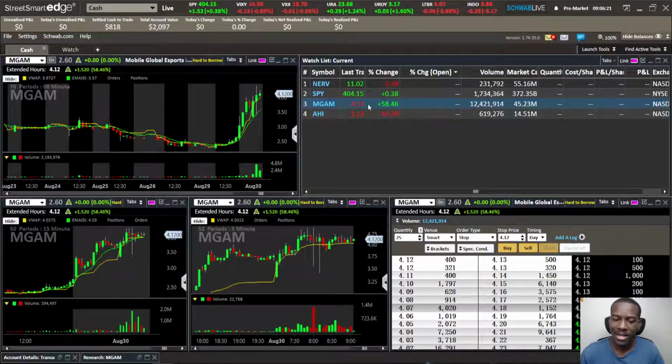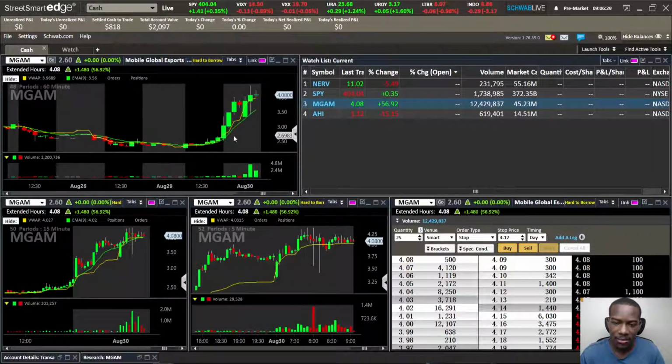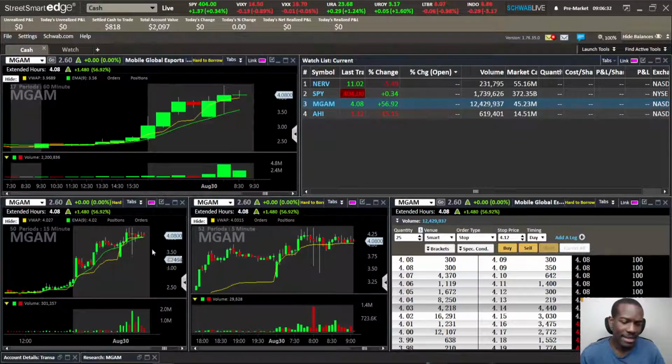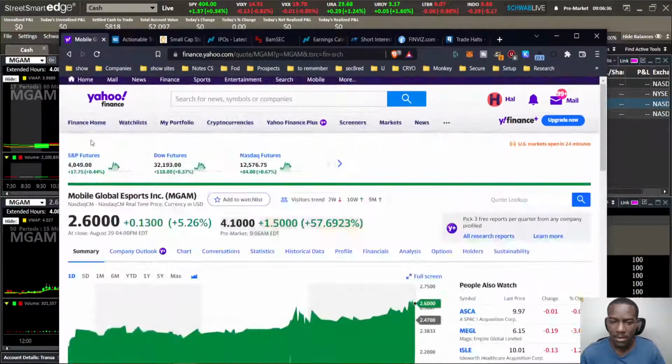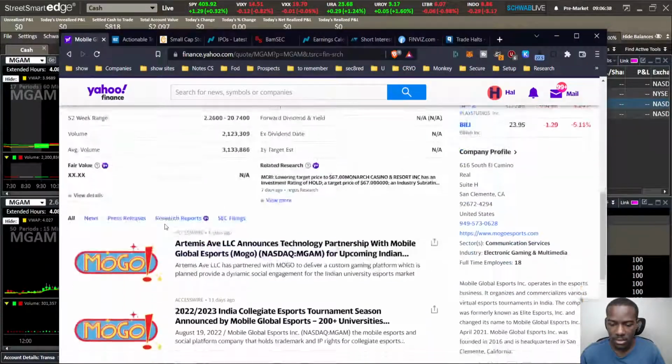But yeah, MGAM is a top volume mover, up 58%. But look at this range. It's already throwing a lot of wicks. I'll be very careful on this one. And I didn't see any real reason for it to be up on its news in TOS.